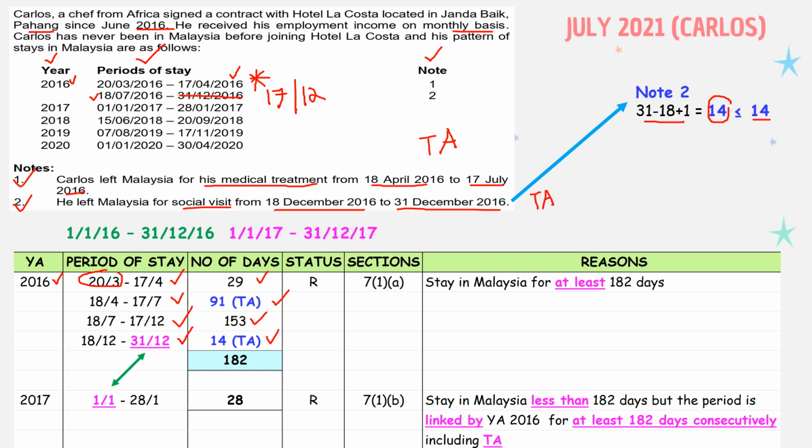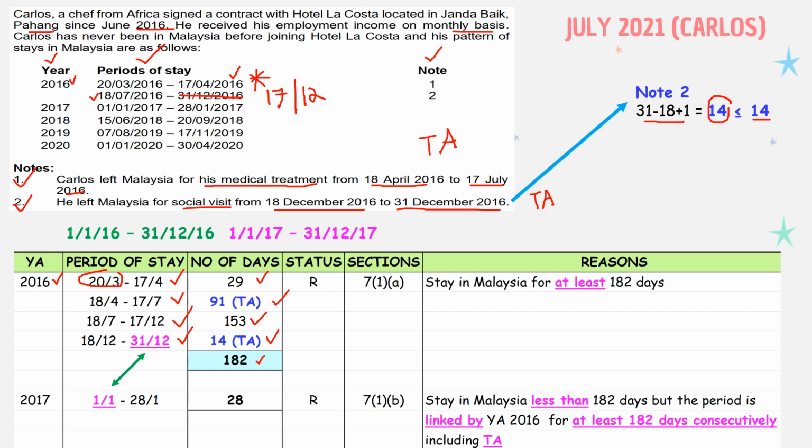Whenever you have TA, be careful. Because when you total up the number of days, do not include TA, because TA is used to compute B, not to compute the number of days. So due to that, 29 plus 153, I got 182 here.